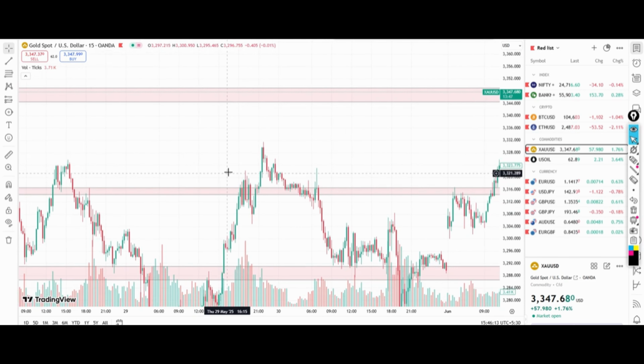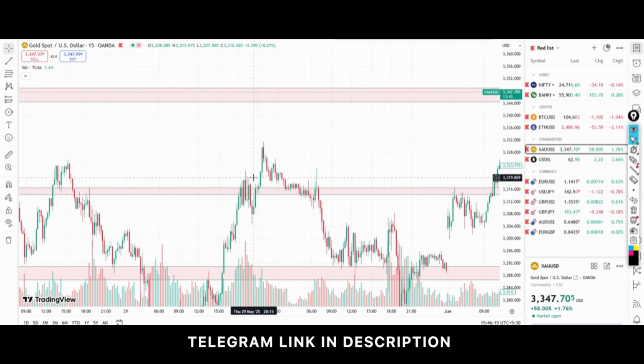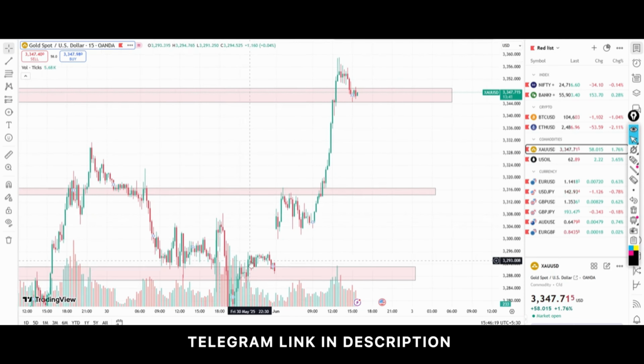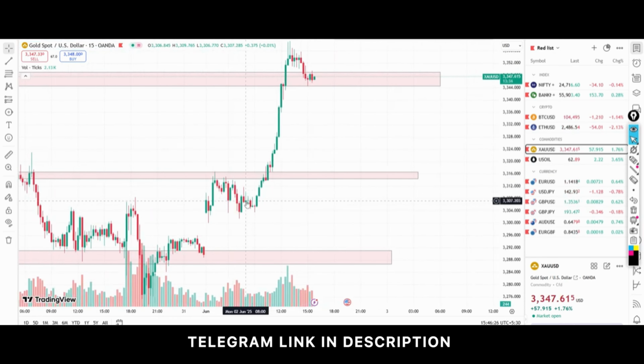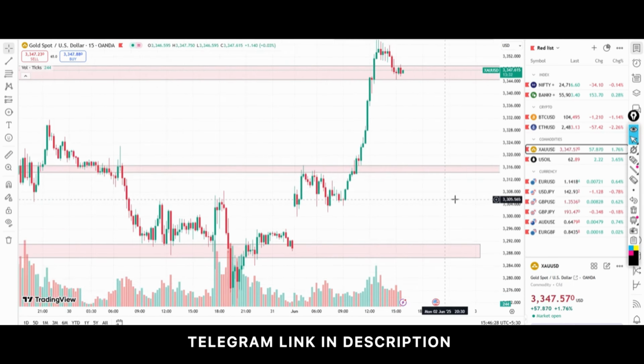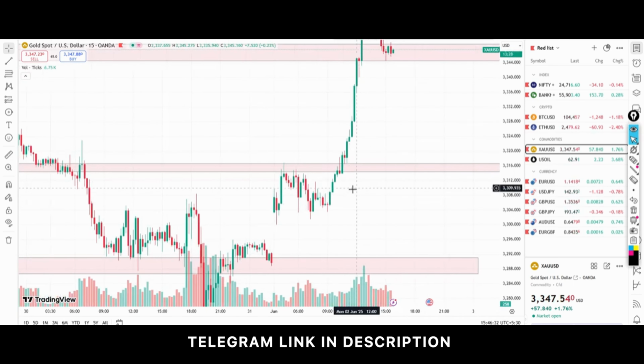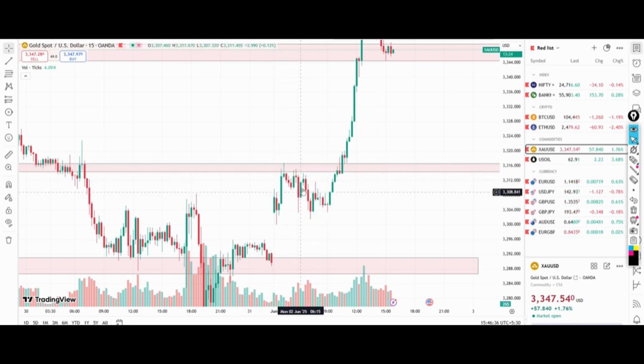Step 2. Volume analysis. To identify fake versus real breakouts, price action alone isn't enough. We need to look at volume too. If the breakout is genuine, the breakout candle should have high volume. Why? Because a strong breakout needs to be backed by institutional power. If there's no volume behind the move, it's weak and may not sustain.